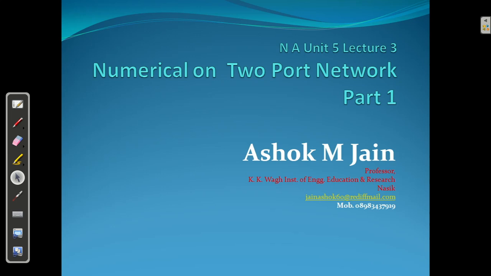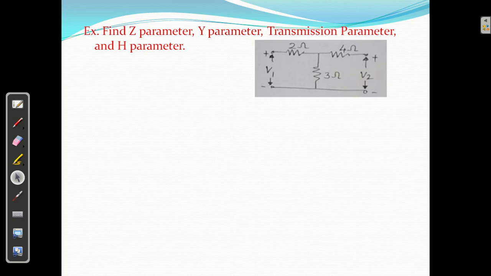Jain. In this lecture, I am going to talk about numerical based on the two-port network. So I told you already I am going to develop 3-4 parts, part 1, part 2, part 3, part 4 for solving numerical based on the two-port network. So this is part 1. I am going to talk only one numerical. Find the Z parameter, Y parameter, transmission parameter and H parameter.